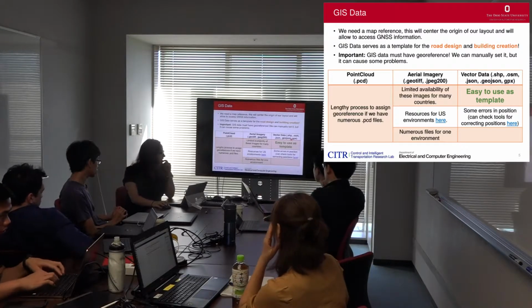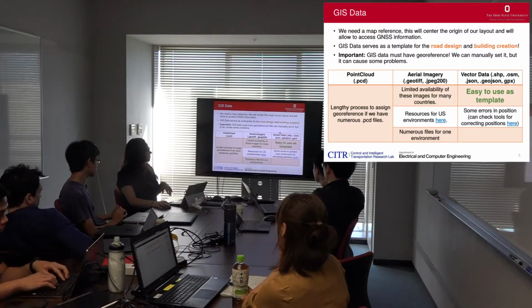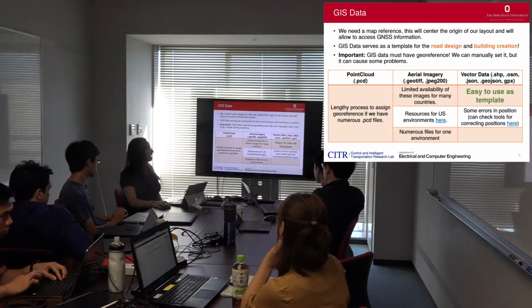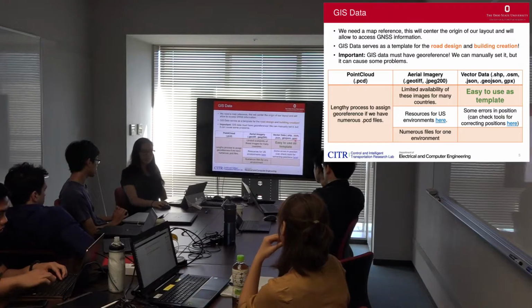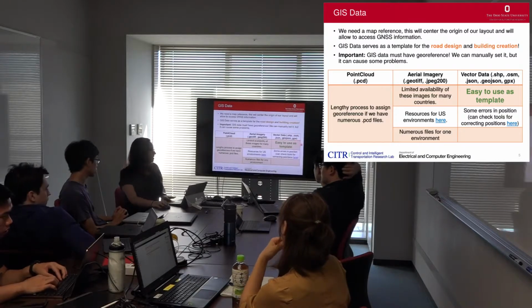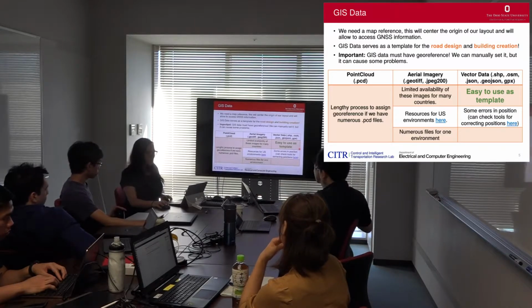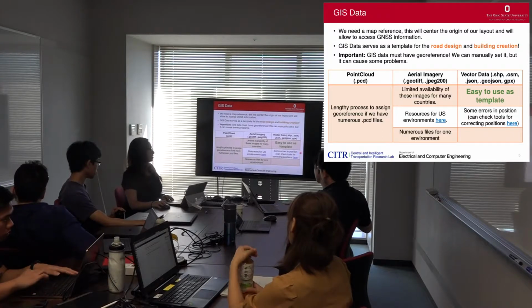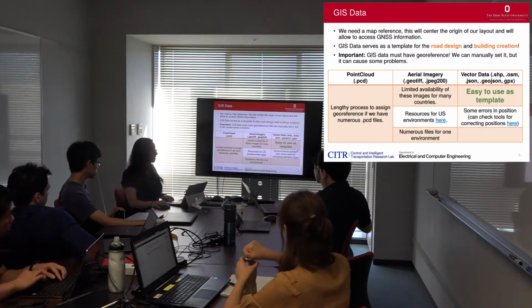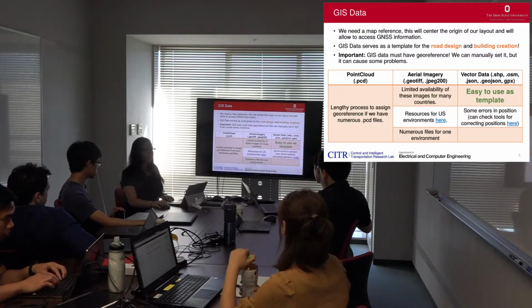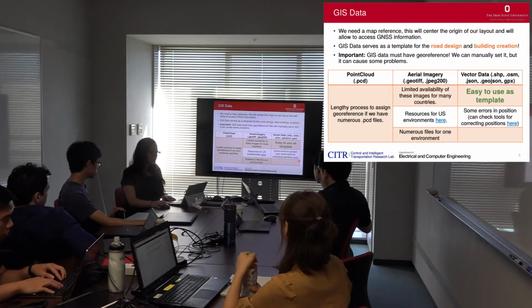So for this work, I've used vector data. In this case, I've used OpenStreetMap data. Now, even though it may not be as accurate, it is easier to use as a template, it's faster. And then there are some tools to correct the errors in the positions. I haven't checked them fully yet, but there are some tools that exist to do this.